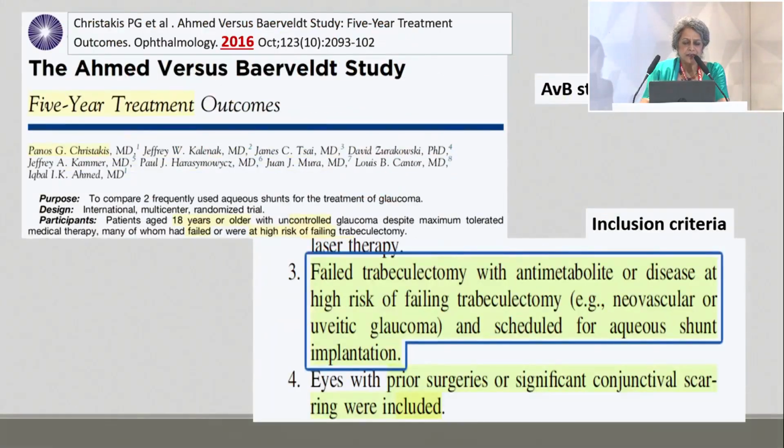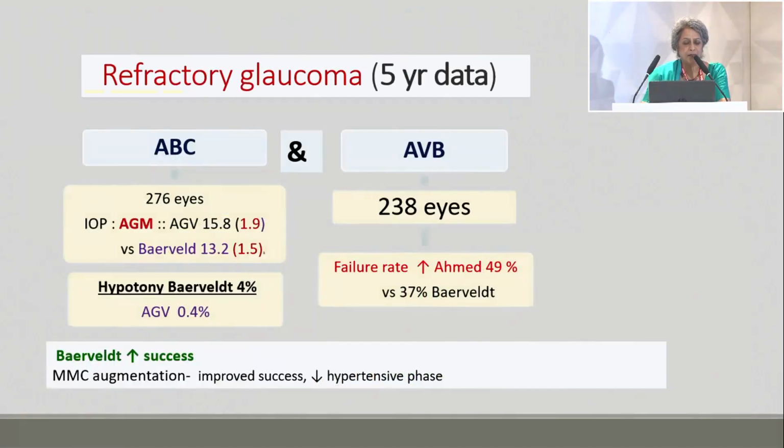Now, very recent studies, not too recent, 9 years old, the Ahmed versus Baerveldt study, the AVB and the ABC study. My topic was which cases to use. So the inclusion criteria were failed trabeculectomy with antimetabolite, or disease with a high risk of trabeculectomy failure, or eyes with prior surgeries where conjunctival scarring is there. So basically tubes were used in cases where the trabs would not work or already had failed. The 5-year data also showed that the hypotony and the success were more with the Baerveldt, but the hypertensive phase and the failure rate were more with the Ahmed valve.